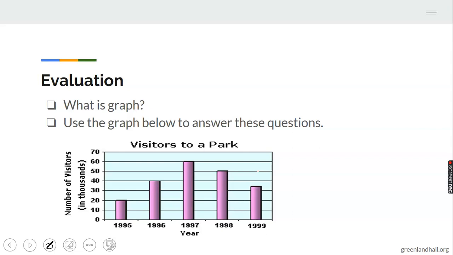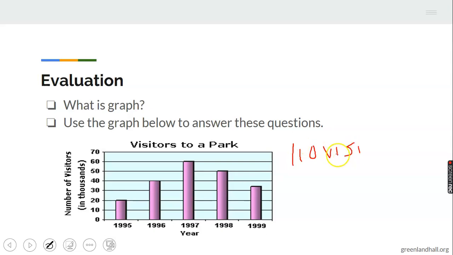The 1st question says, how many visitors visited the park in 1997? 1997. Anybody with the answer? Good. 60. How many visitors visited the park in 1998? Good. 50. Now, how many visitors visited the park in 1997 and 1998? Both years. How many visitors? The 2 years together, add it together. That will give us what? 110 visitors. 110 visitors. Good.